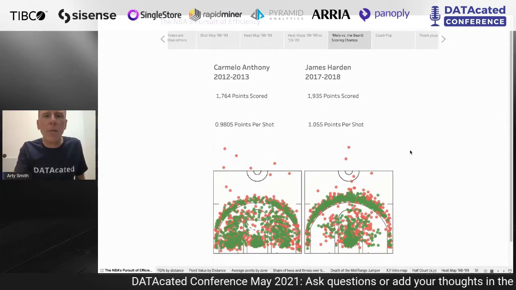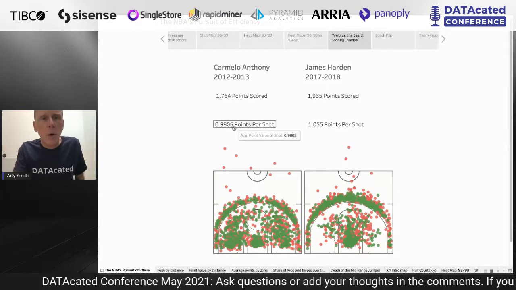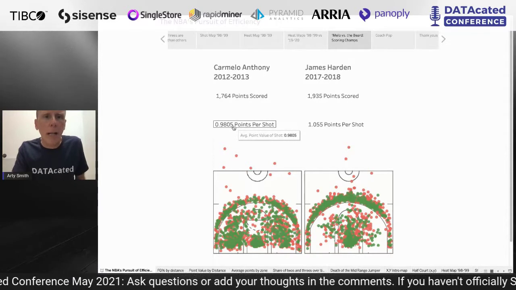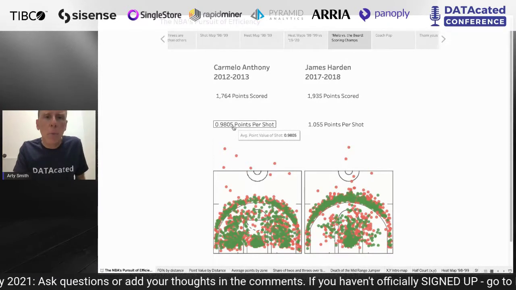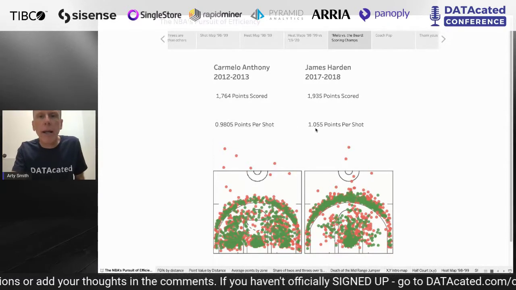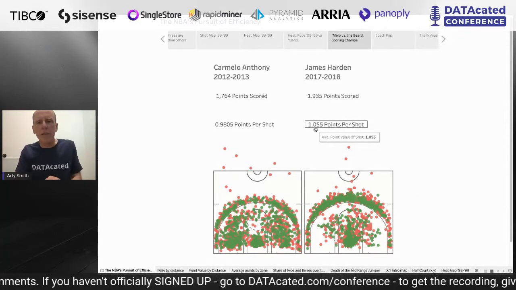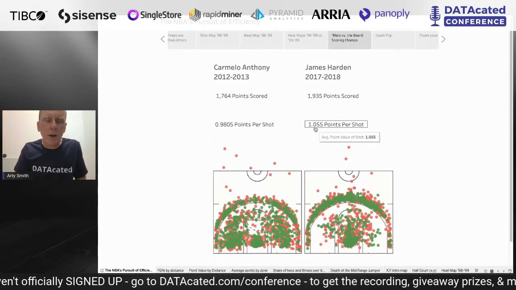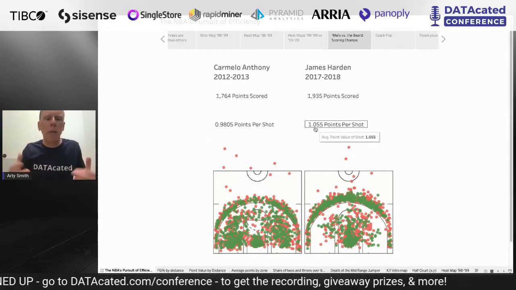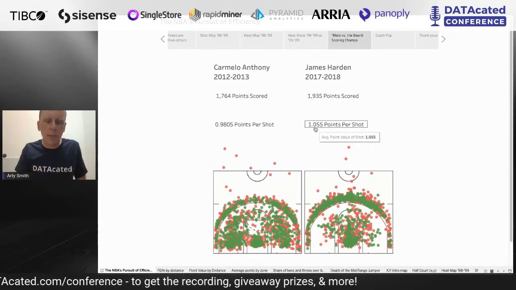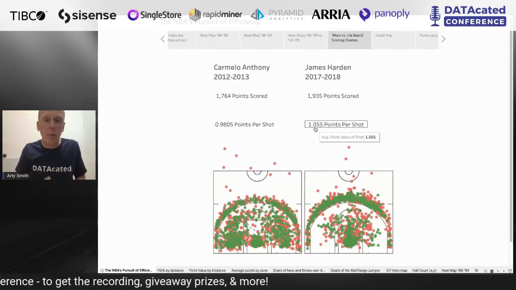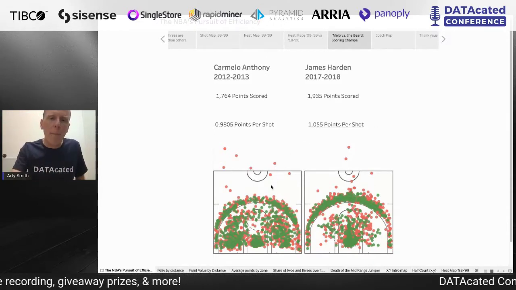And indeed, when we compare their efficiencies, points per shot, Carmelo averaged 0.98 points per shot, whereas James Harden was at 1.05 points per shot. He was a much more efficient player. I've heard it said that Carmelo Anthony was the best player in the league at those mid-range jumpers. He could create his own mid-range jumpers. He was really good at making them.